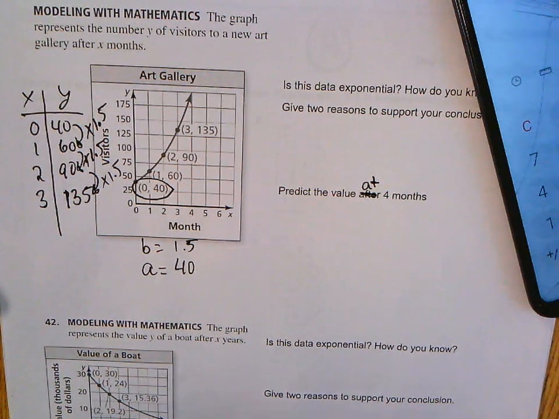By the way, if you don't know anything about exponential functions, go back to my previous videos. That way you know exactly what I'm talking about.